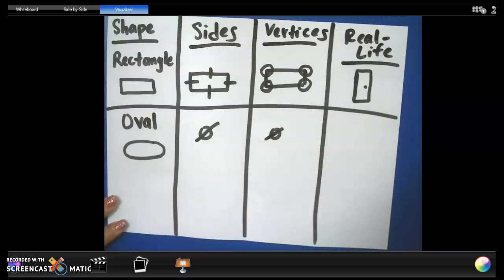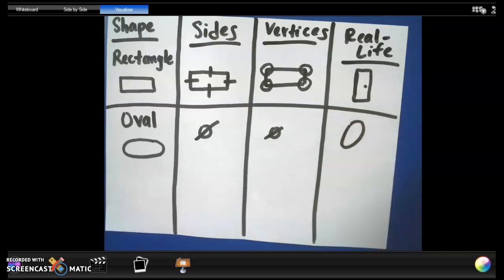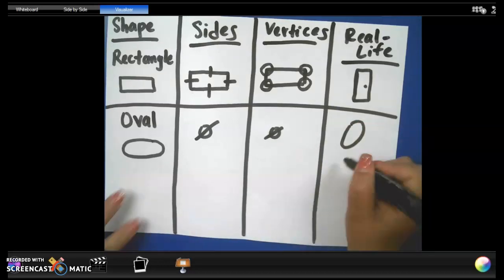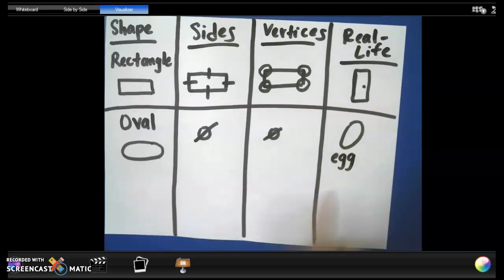And what in real life looks like an oval? There's a lot of things that look like an oval, right? But I'm just going to draw an egg. So here is an egg. It's supposed to be an egg. Sorry, Miss Moran doesn't know how to draw very good. Okay, I just wrote egg.